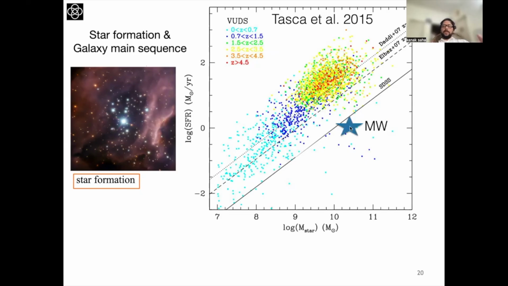So the Milky Way is very close to the galaxy main sequence, and so are many high redshift galaxies. The important point to note here is that when galaxies stop making stars, the star formation rate would fall, and then the galaxy would go below the main sequence. That's something we must know. The Milky Way is not there yet.